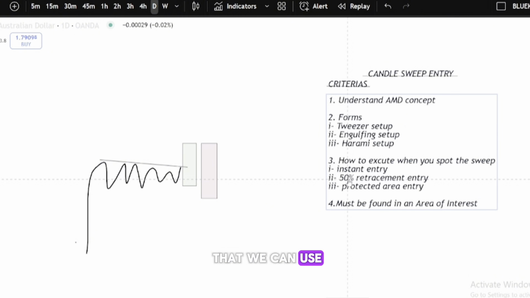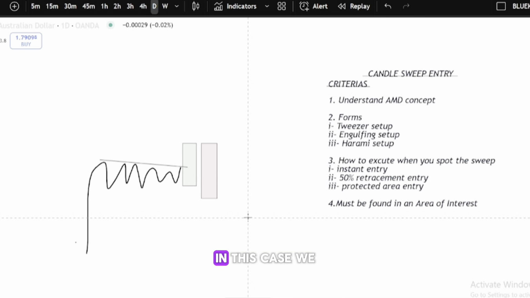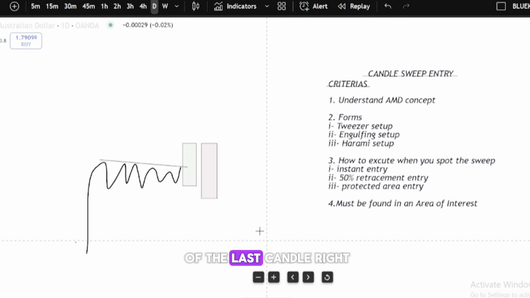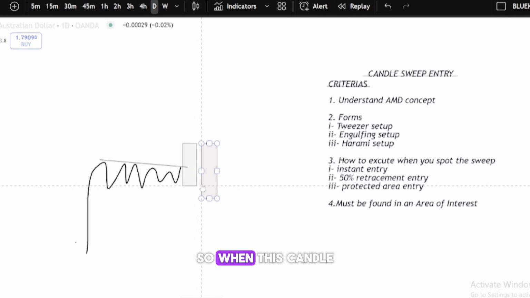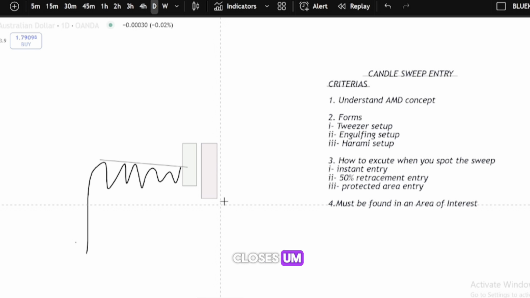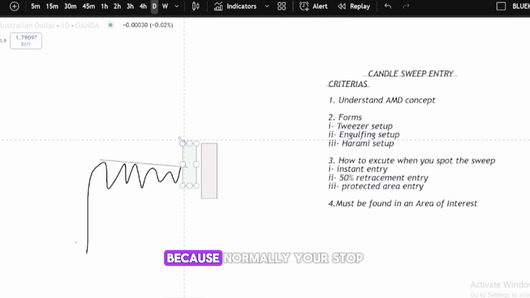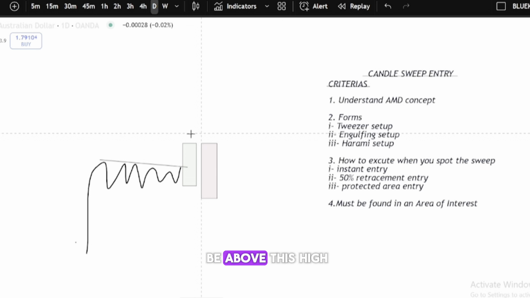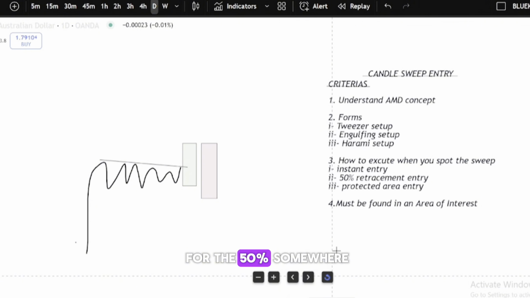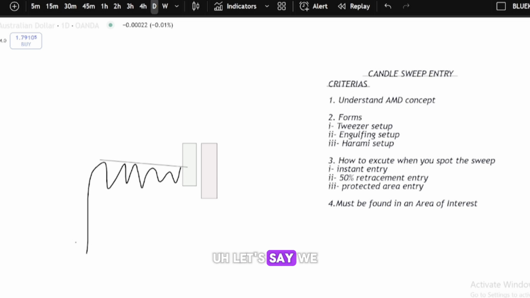But there are some times that we can use the 50% retracement entry. In this case, we're looking at 50% of the last candle, right? So when this candle closes, you may not want to enter immediately, just in case the stop loss might be too big, because normally your stop loss is supposed to be above this high. So if the stop loss is too big, what you want to do is wait for like 50% retracement, which is a psychological level, right? So you want to look for the 50% somewhere like this. Let's say we have an hour here, right, which is around the 50% area.